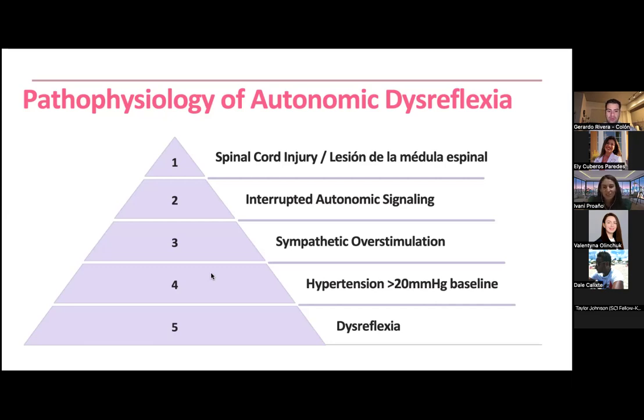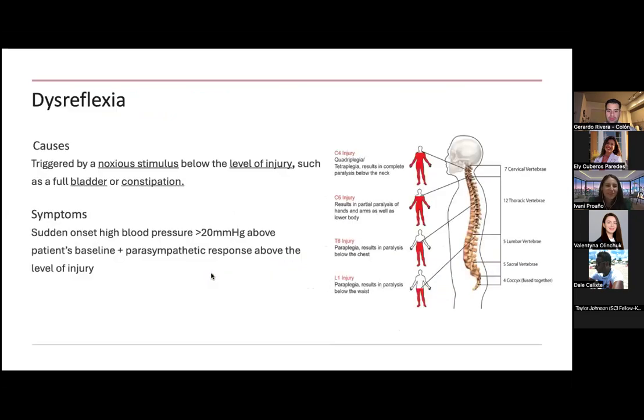And this leads to dysreflexia, which is essentially the entire nervous system going very unregulated. So what are the causes of dysreflexia? It's typically triggered by a noxious stimulus, un estímulo nocivo, below the level of injury, debajo del nivel de la lesión, such as a full bladder and constipation. It causes symptoms with sudden onset: high blood pressure, about 20 millimeters of mercury above the patient's baseline, and a parasympathetic response that you can only see above the level of the lesion.